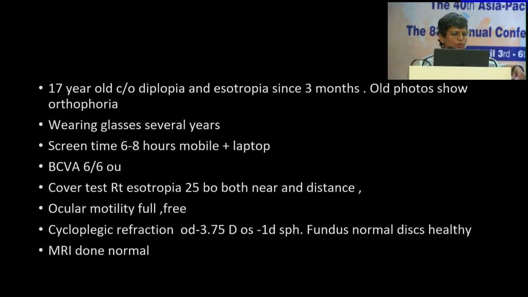So let's start with the case. This is a 17-year-old who has come with complaints of diplopia and esotropia since 6 months. Old photographs show orthophoria, wearing glasses for several years, screen time 6 to 8 hours, best corrected visual acuity 6/6, ocular motility full, fundus examination normal. This is his cycloplegic refraction, and because he had acquired esotropia, MRI was done, which was normal.